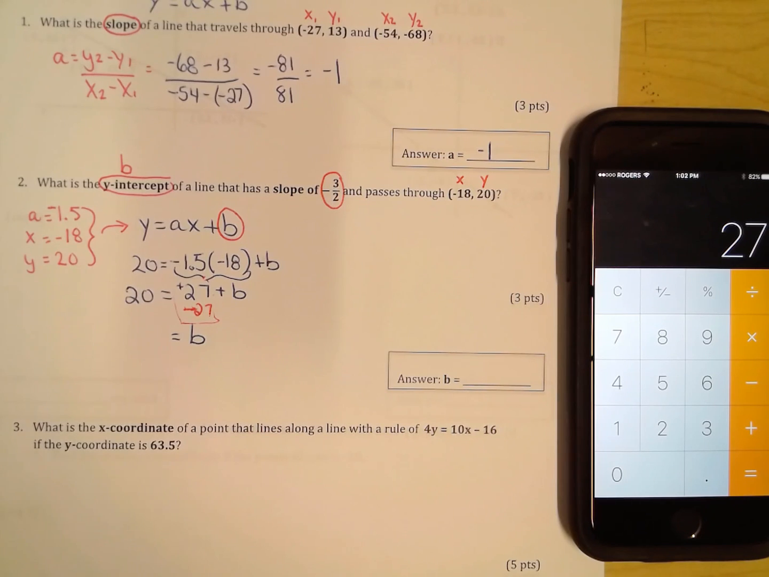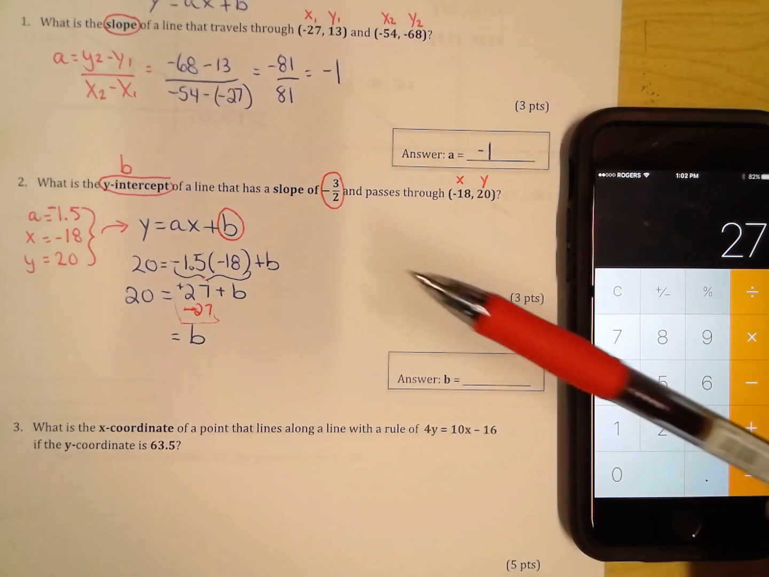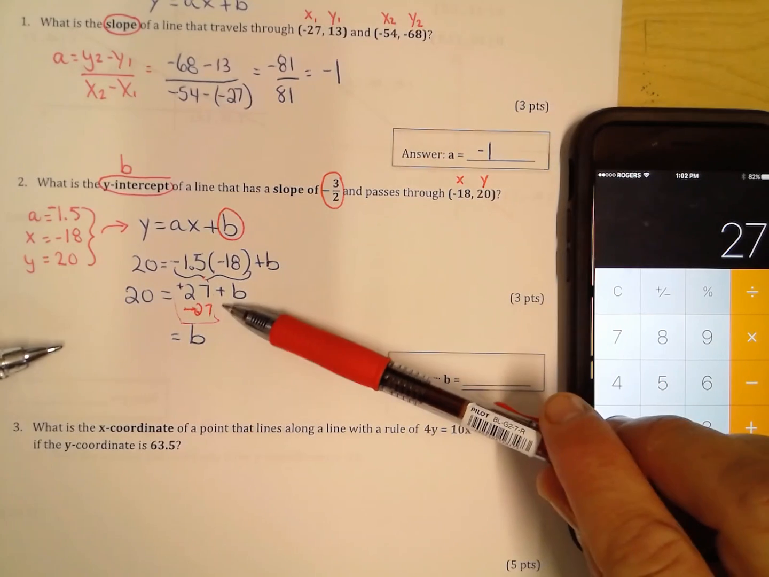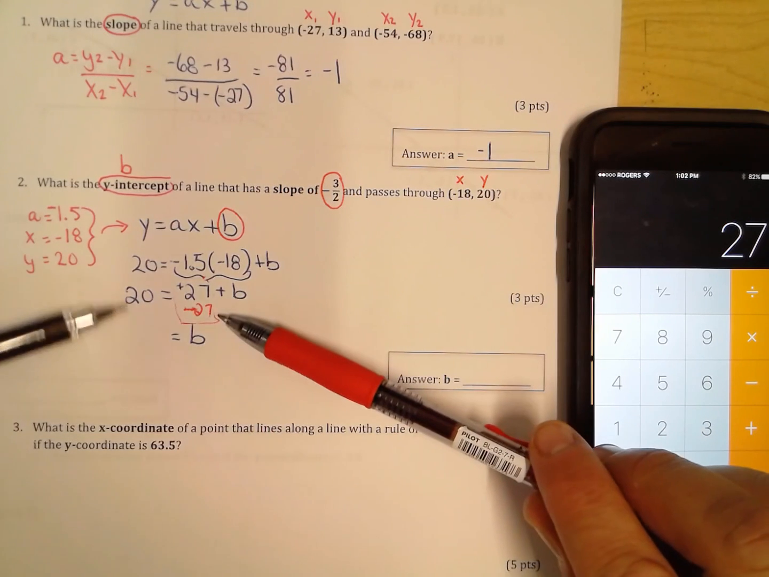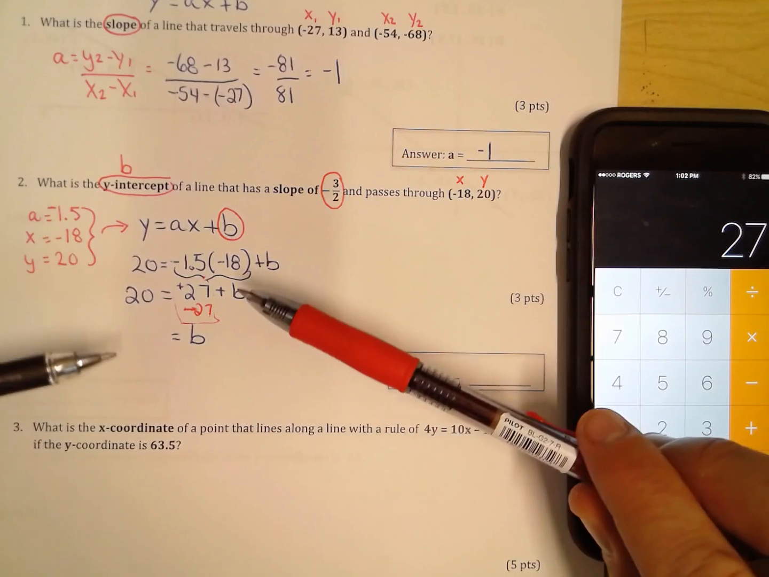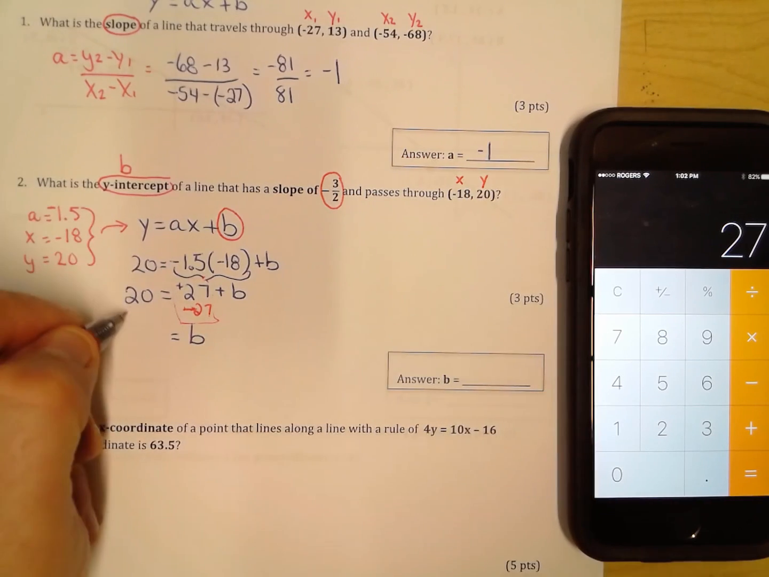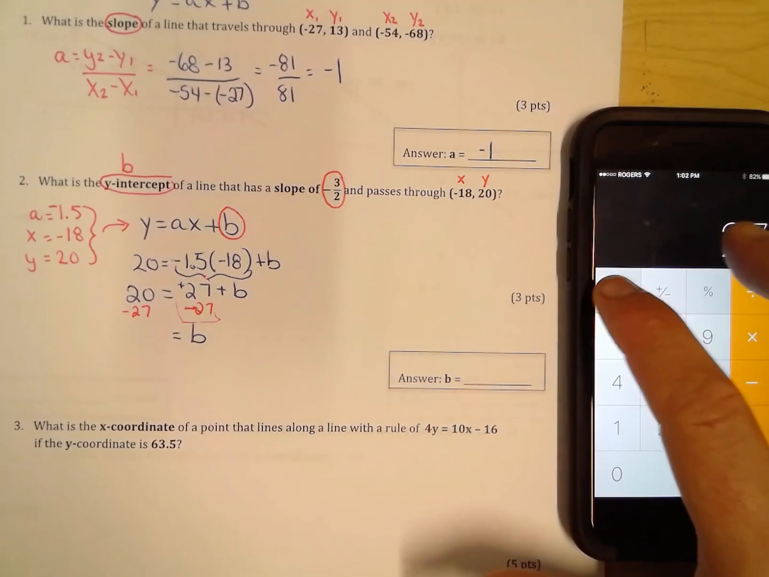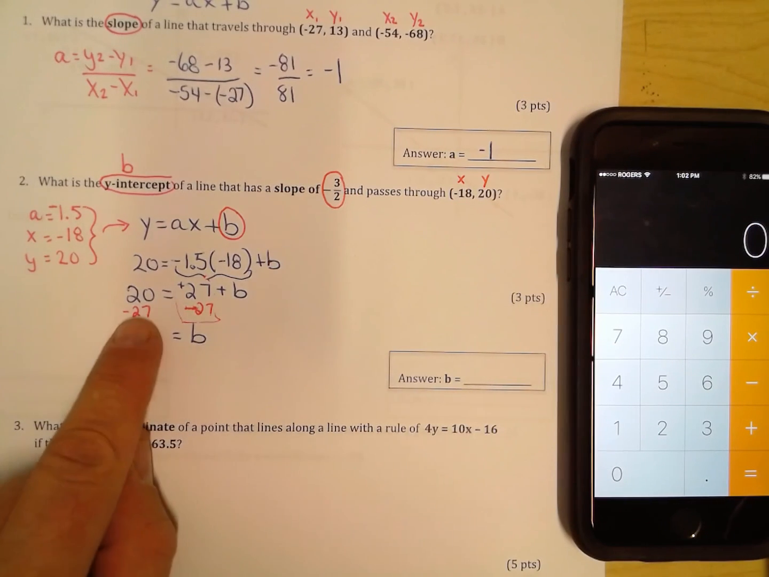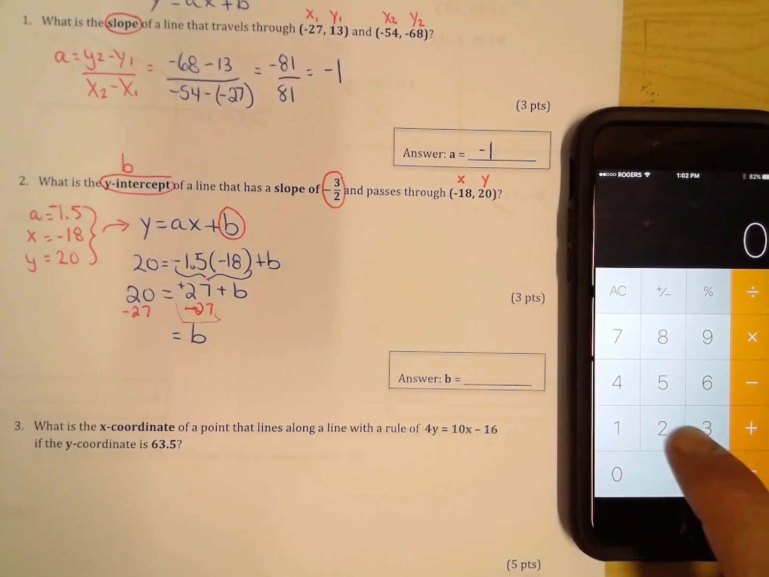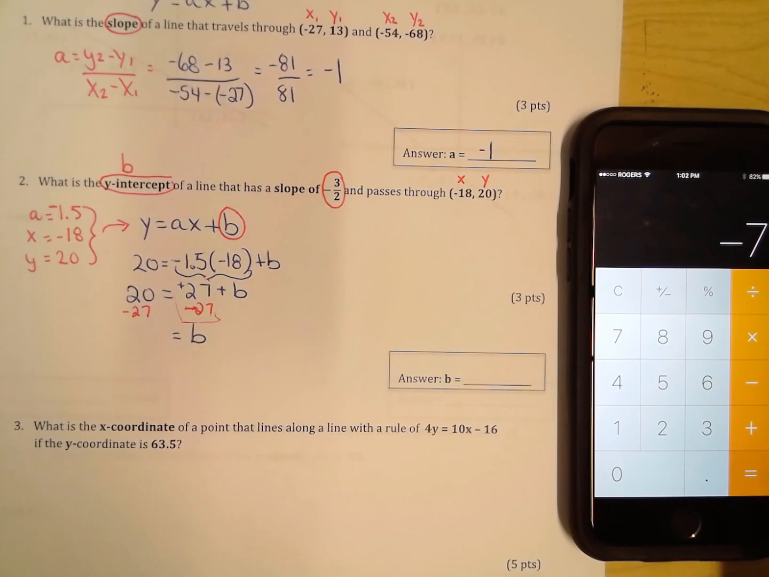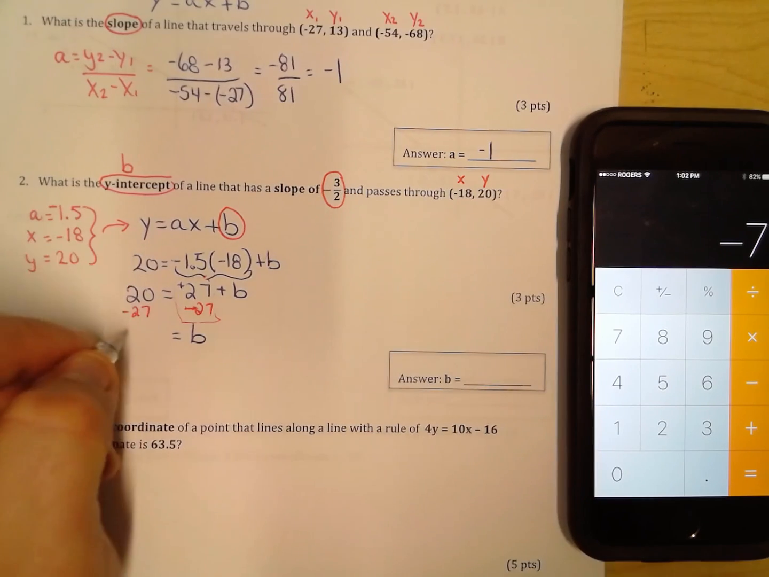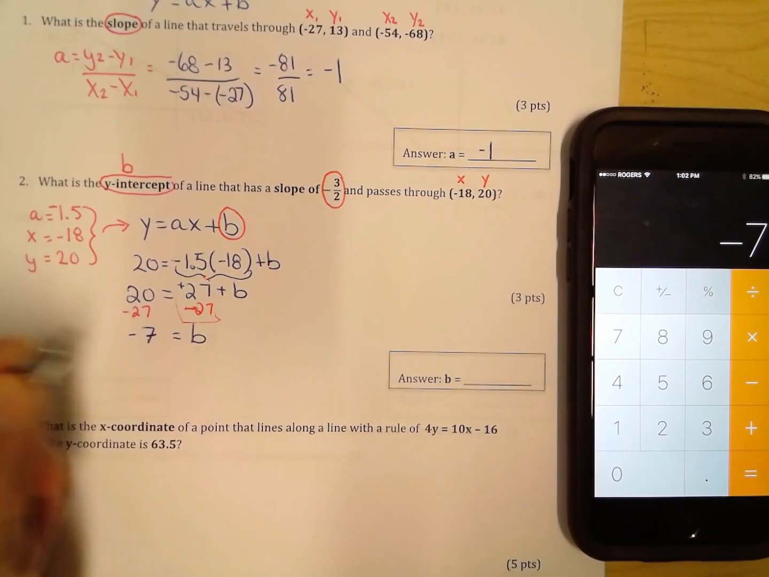But of course, you have to remember that equations are like scales. And so if I subtract the 27 from the right-hand side of the equal sign, I have to do the same thing on the left-hand side if I'm going to maintain the balance of the equation. And so a minus 27 has to come up over here as well. And now, all I have to do is that final subtraction over here and say 20 minus 27 and discover that my b is actually equal to negative 7.